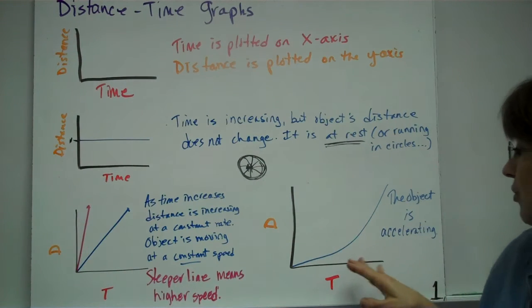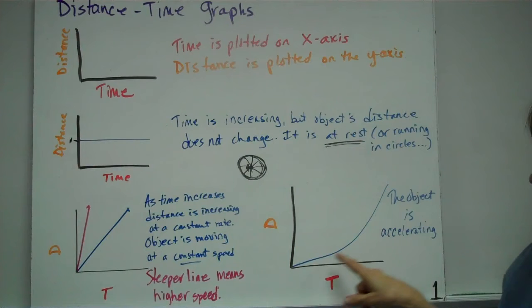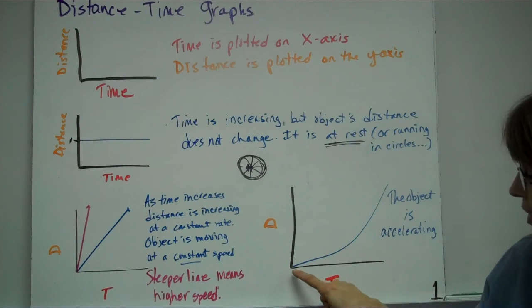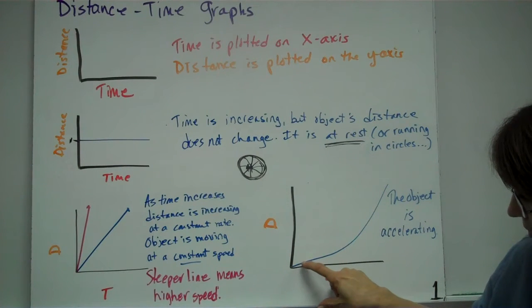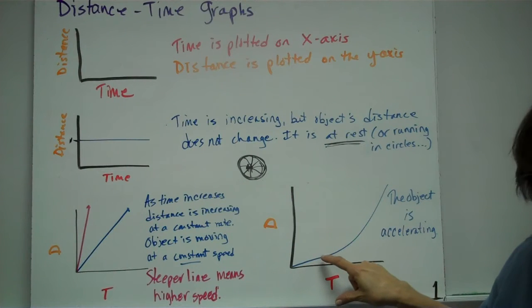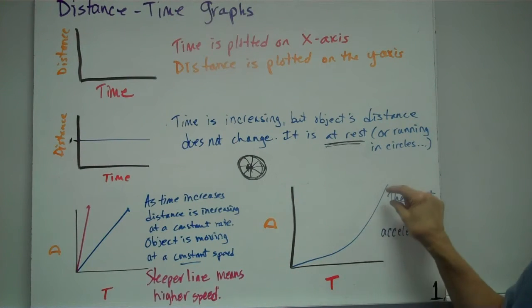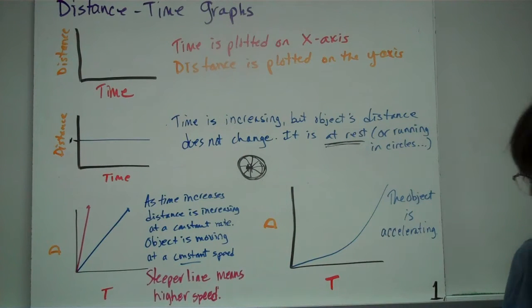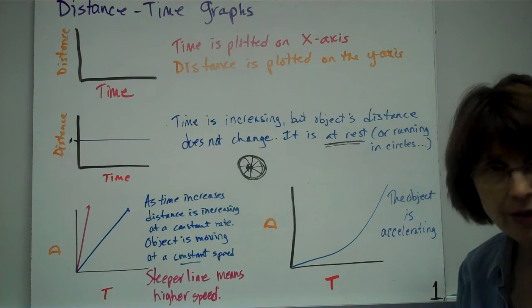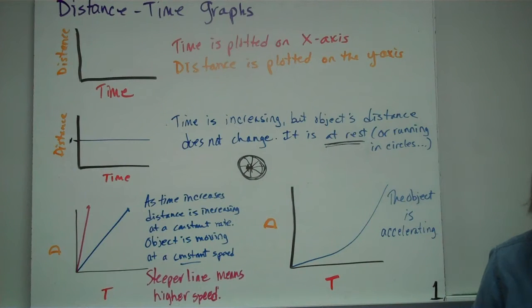Okay, another graph is this one, where the object is actually accelerating. It's going faster and faster. See here, over time, it started out going a little bit slow, getting a little bit of distance, but not much, but time was going by. And then it sped up. It's getting a lot of distance in a little bit of time. Okay? So those are some basic types of graphs you're going to see.